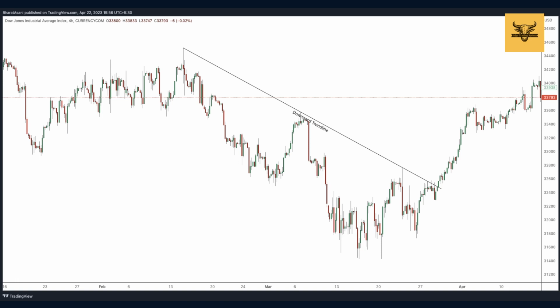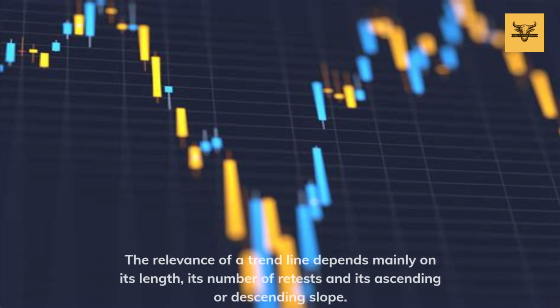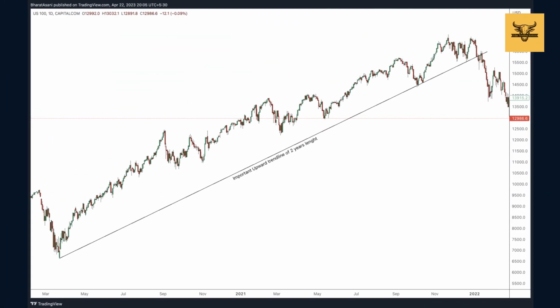A downtrend line has a negative slope and acts as resistance. As long as the market price remains below this trend line, the downtrend is considered intact. A close of the price above the uptrend line suggests that a change in trend could be on the cards. The relevance of a trend line depends mainly on its length, its number of retests and its ascending or descending slope. The length of the trend line is an important factor.